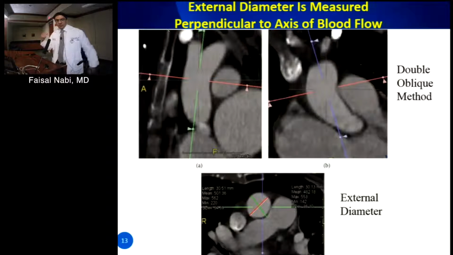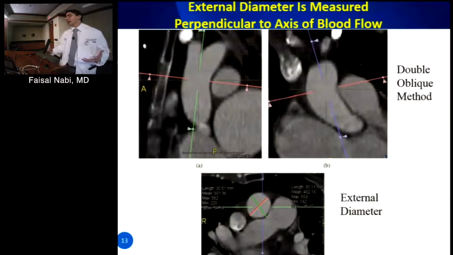So the conversation has alluded to the fact of how we make measurements by CT. We use what's called the double oblique method, where you create a short axis view by going perpendicular to the flow of blood using two other views. Then the measurement is external to external. And this, theoretically, as Dr. Q said, is exactly what the surgeons measure when they put their caliper on the aorta.